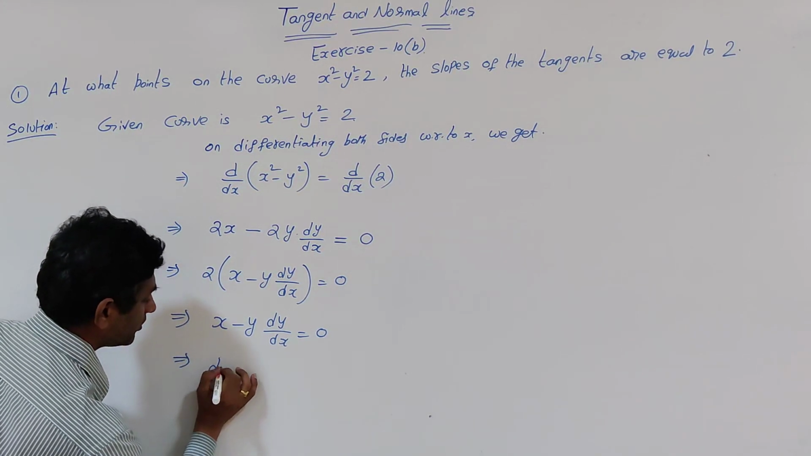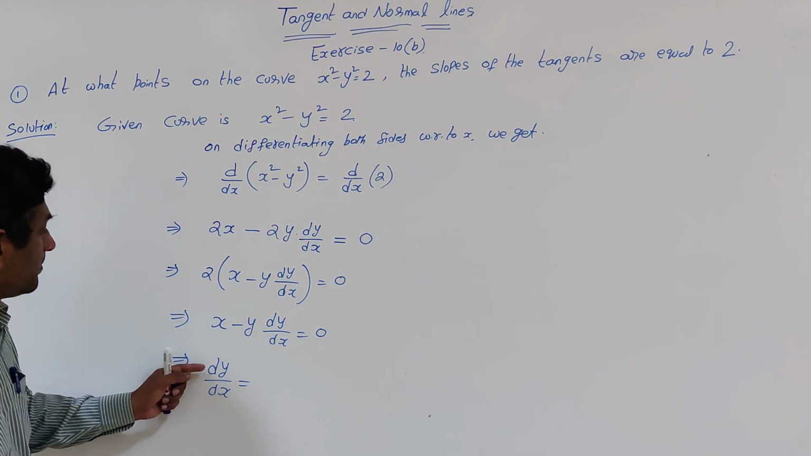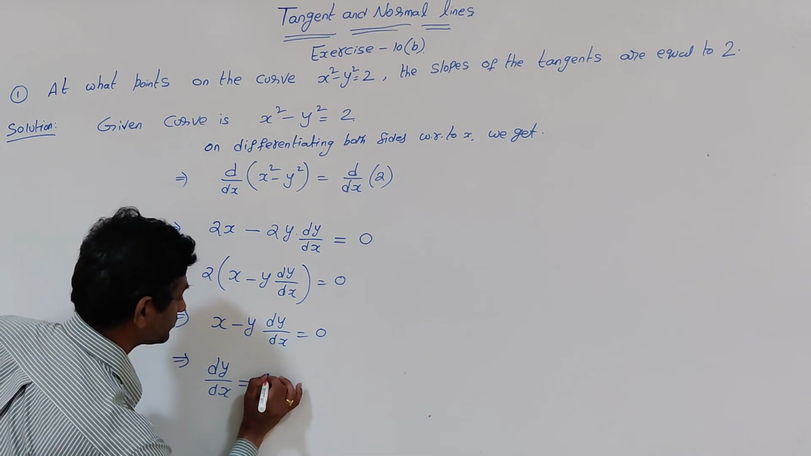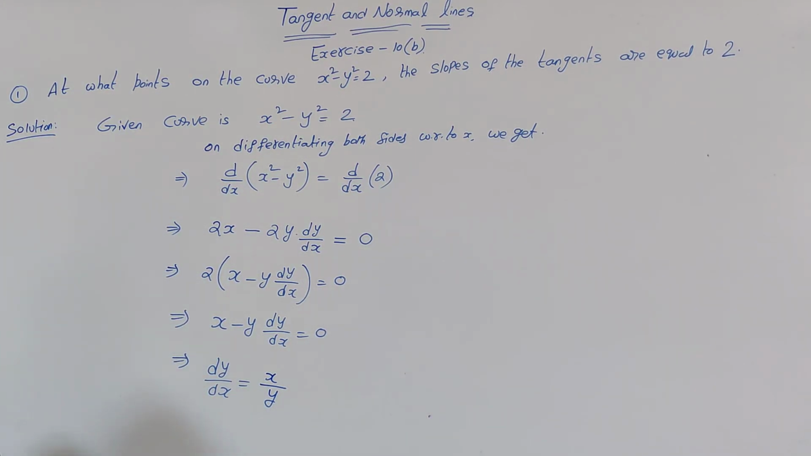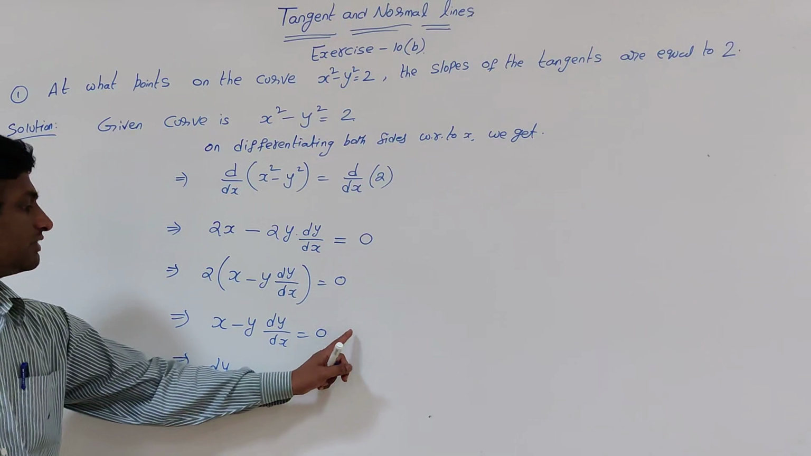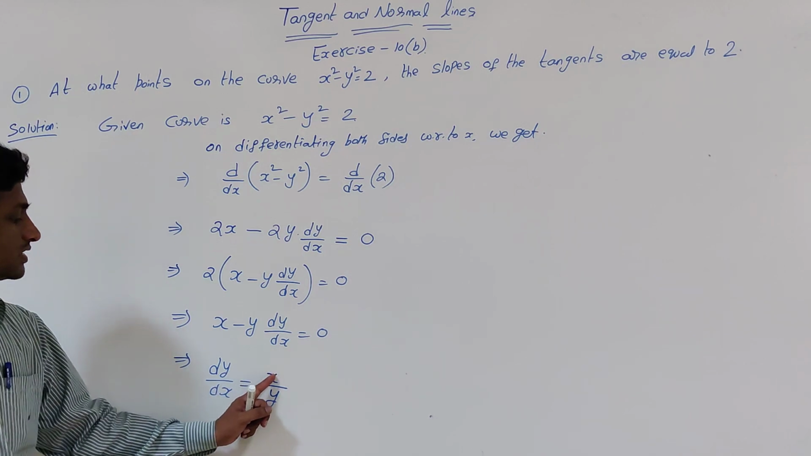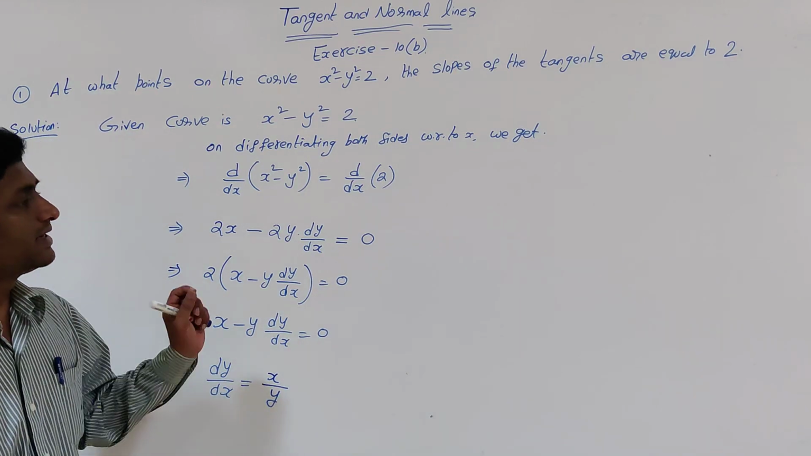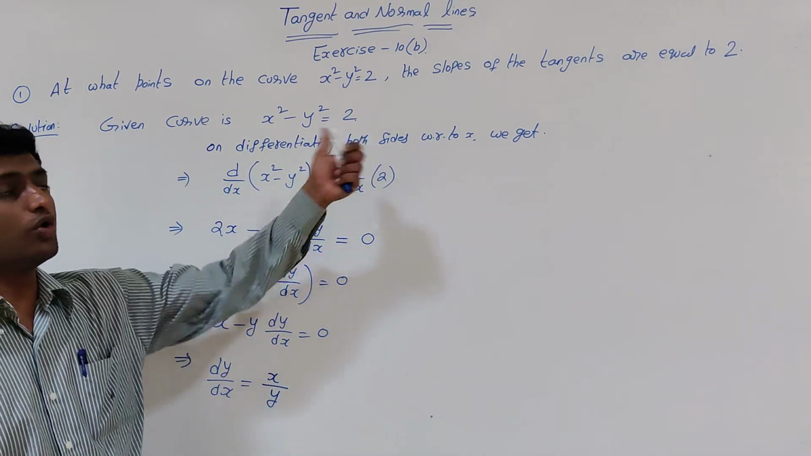From this, what we can have is dy by dx. From this equation, dy by dx will be x by y, because if we take y into dy by dx to the right hand side and bring y down, it will be dy by dx is equal to x by y. Means it is a general differentiation, but at a particular point, assume that at this point the slope is 2.